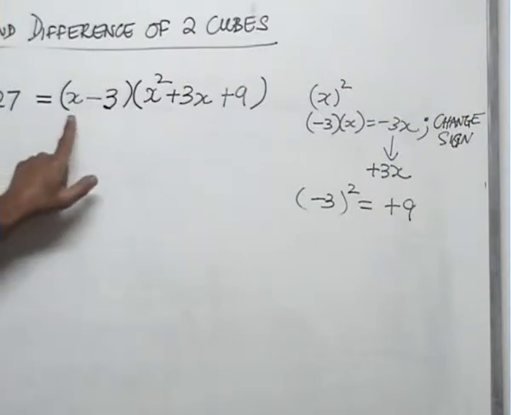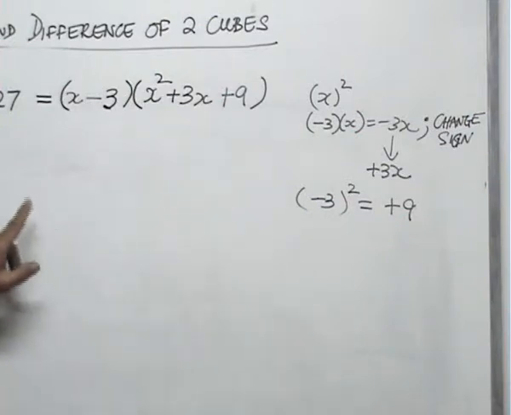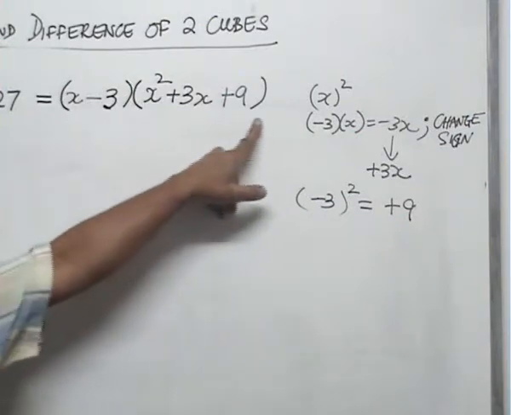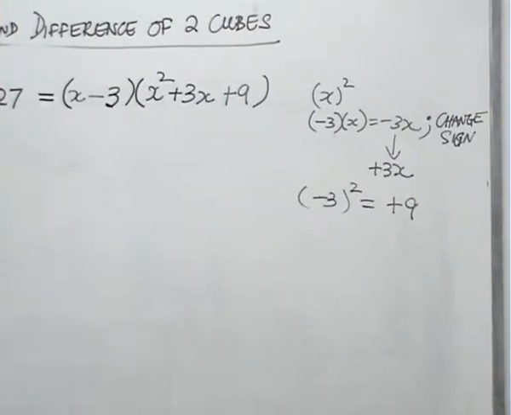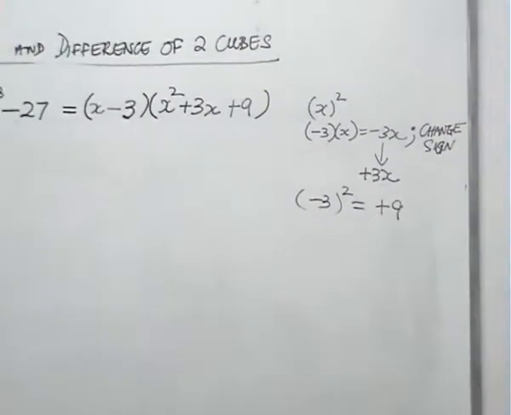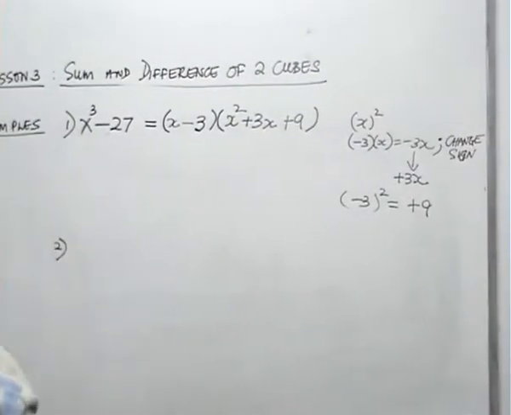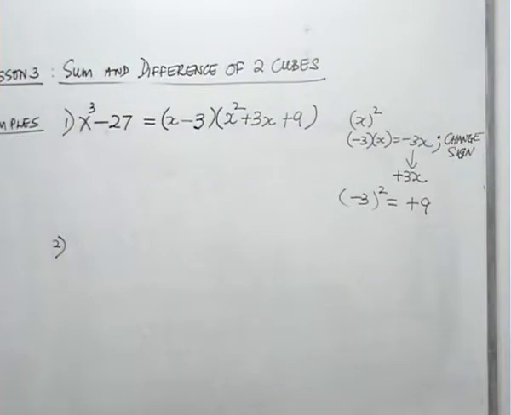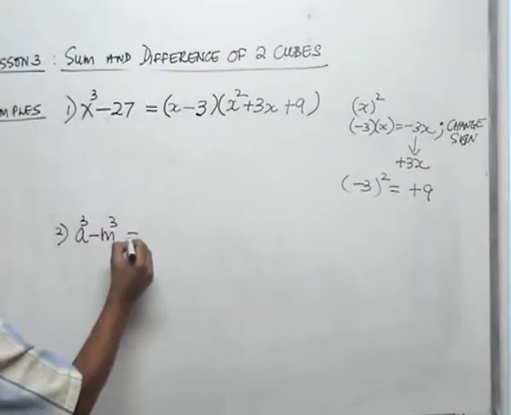Now, if you go and do products on this, if you multiply this out, doing it step by step, you'll find that when you multiply this out, you will get x cubed minus 27. Alright, let's do another example. Number 2. A cubed minus m cubed.